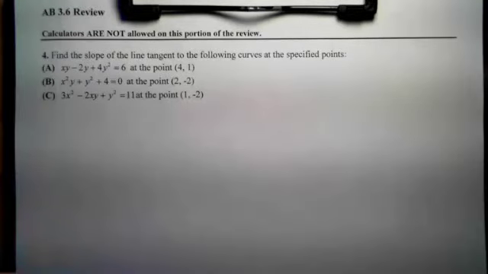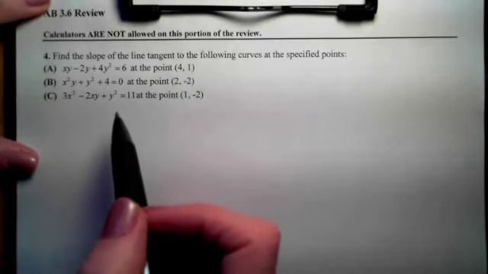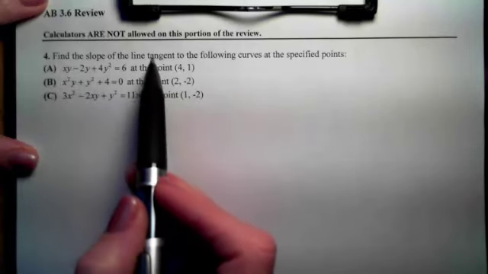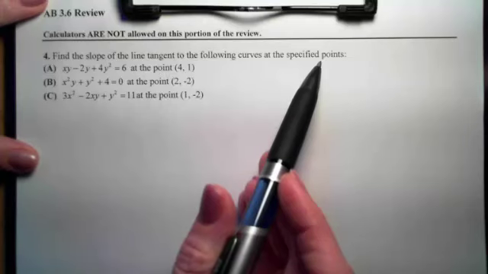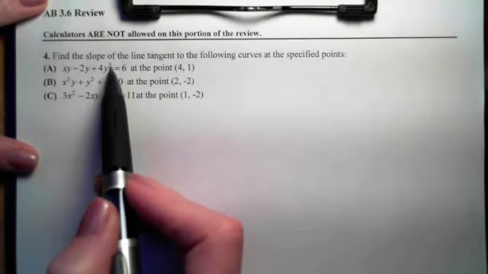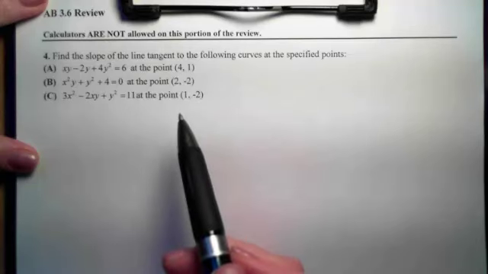We're continuing with the AB36 review. Calculators are not allowed. This is number 4. On all 3 of them, we are asking for the slope of the tangent line to the following curves at the specified points. So what that means is we've got to find dy/dx, or the derivative, which is going to be the slope, and then evaluate that derivative at each of these points.